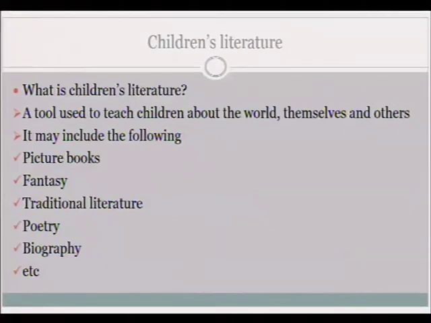Whatever is written is always about the world. It's always about others. It's always about ourselves. So what we do is that we relate to what is written in literature.